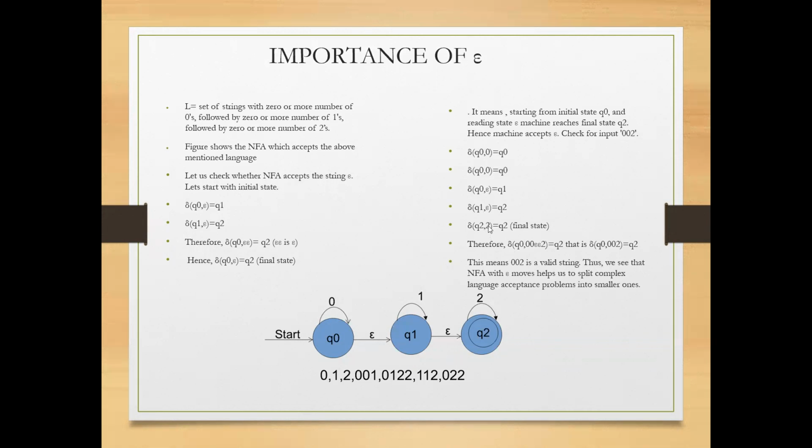So what is the sequence of inputs which we have given if you start with the initial state Q0? You could see that here you have given 2 zeros as input, then 2 epsilons as input, and finally you have given 2 as input. So 2 epsilons means there is no input. So 0 0 epsilon epsilon 2 is equal to 0 0 2. After giving this input, you are reaching Q2, which is the final state. So it means that 002 is a string which is accepted by the finite automata, because when it was processing the last input symbol, you were at the final state. And that is the reason, as I said earlier, NFA with epsilon moves helps to split a complex language acceptance problem into smaller ones.